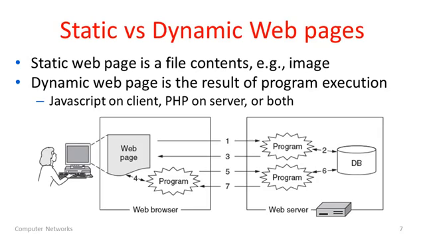I'll go over that. In a static web page, the file contents are unchanging. They're whatever the contents of the file were. An image would be a good example. Maybe you get that from a URL and that's just what it is, the contents of that image. The contents of a file, which is the image. Dynamic web pages, on the other hand, are the result of program executions. And this program could be executed on either the server, the client, or both.